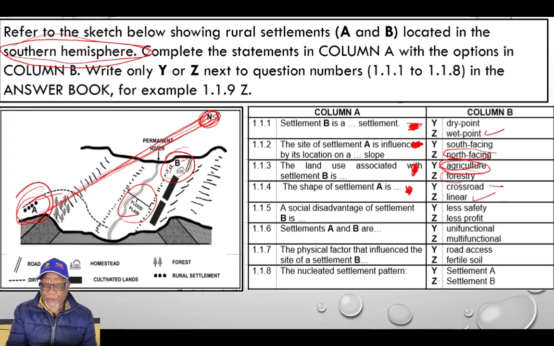And they say a social disadvantage of settlement B. So where is settlement B? This is settlement B. And you see settlement B is standing there by itself. And then what will be the social disadvantage? So it cannot be less profit because it doesn't talk about the economic. So the correct answer there will be less safety.